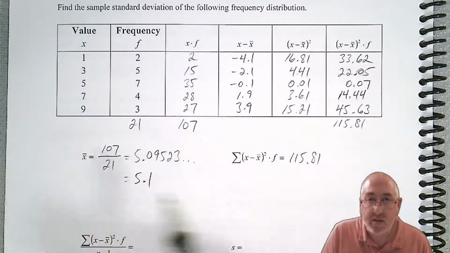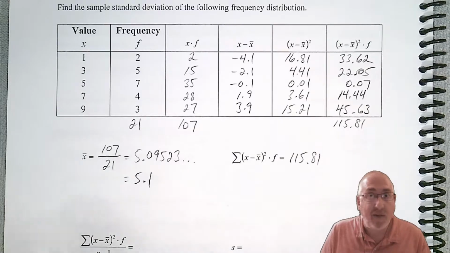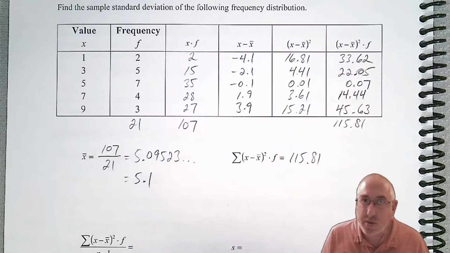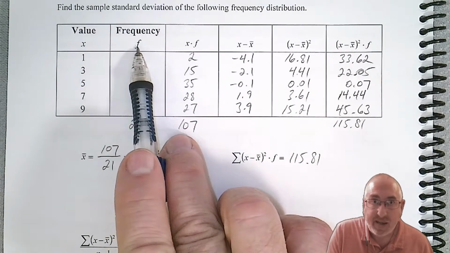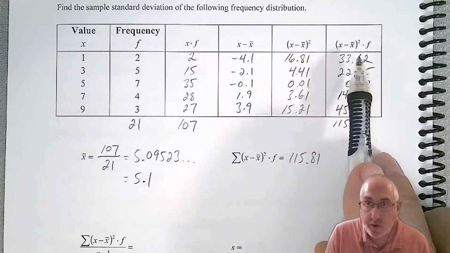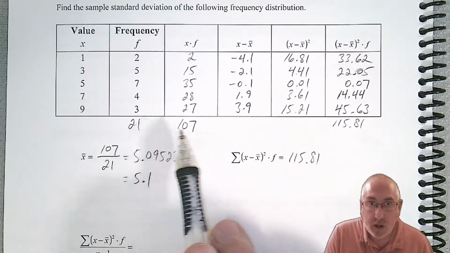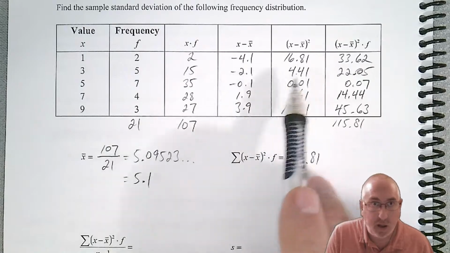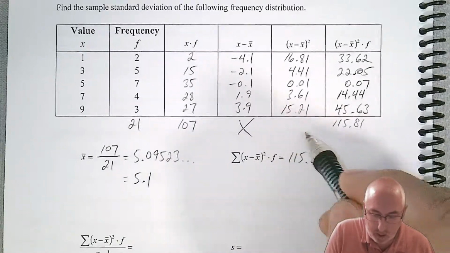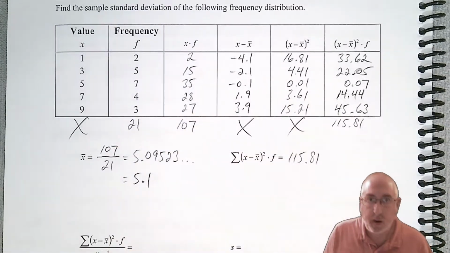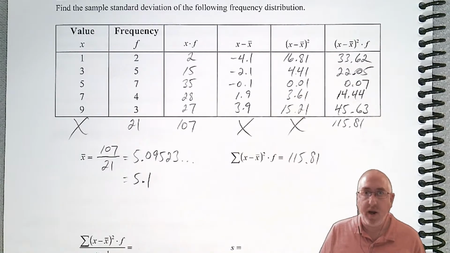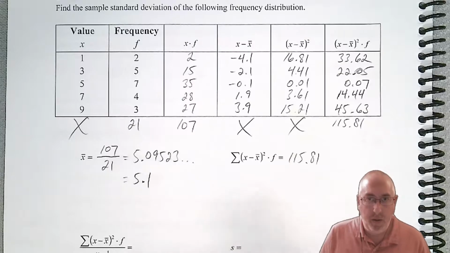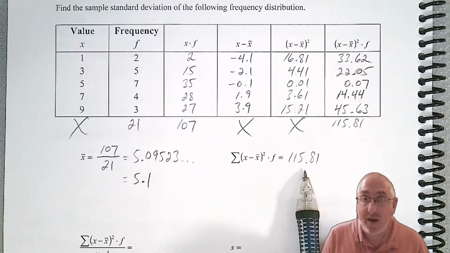Now, when you have these big tables like this, and you have lots of things to add up, but you're not 100% sure which ones to add, which columns do I add? Here's a little tip. Any column that has an f is one you should add up. Only those columns that have an f. These other columns, you don't need them. Don't add those up. They don't give you anything worthwhile for finding the standard deviation. Okay, but now we have our sum.